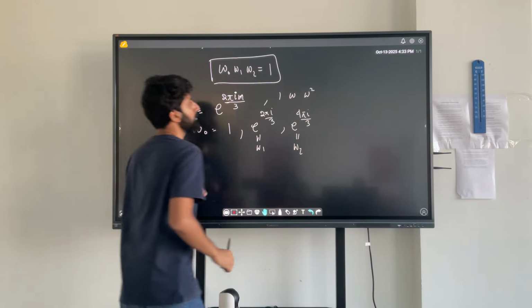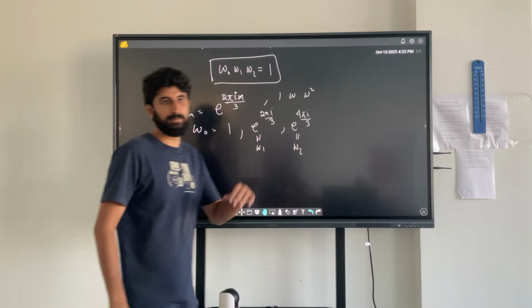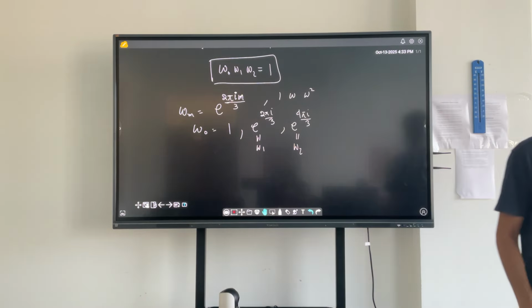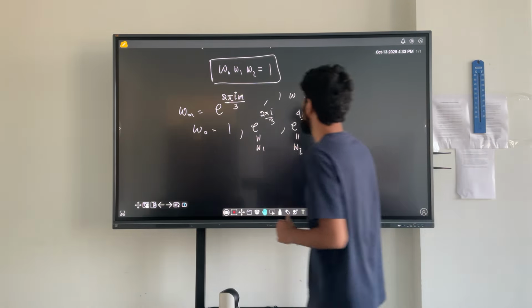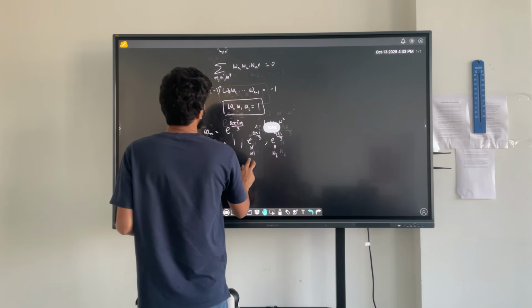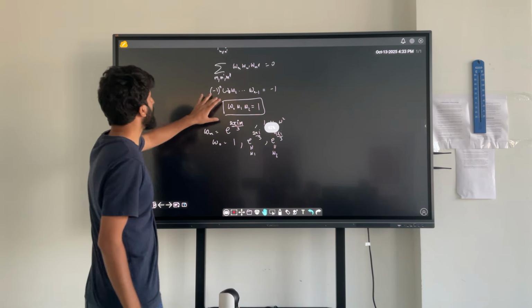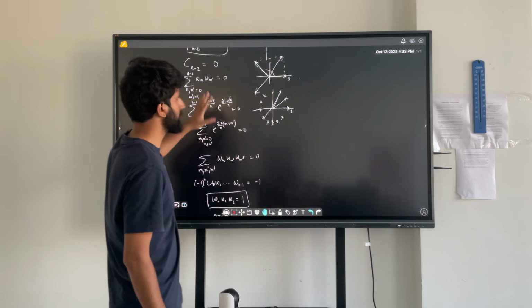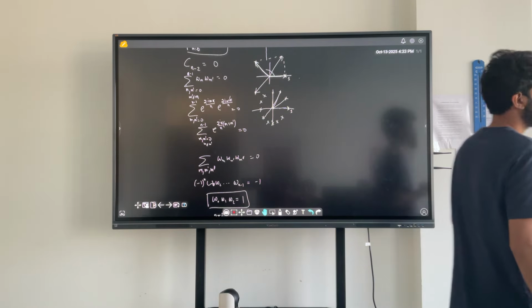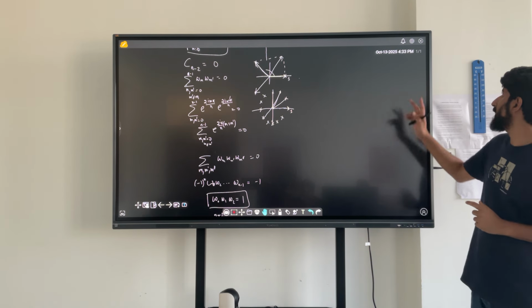I spent too much time doing nth roots of unity, but anyways, maybe it was worth it. So this is basically all the basic things I did with complex numbers. I still have half an hour left.